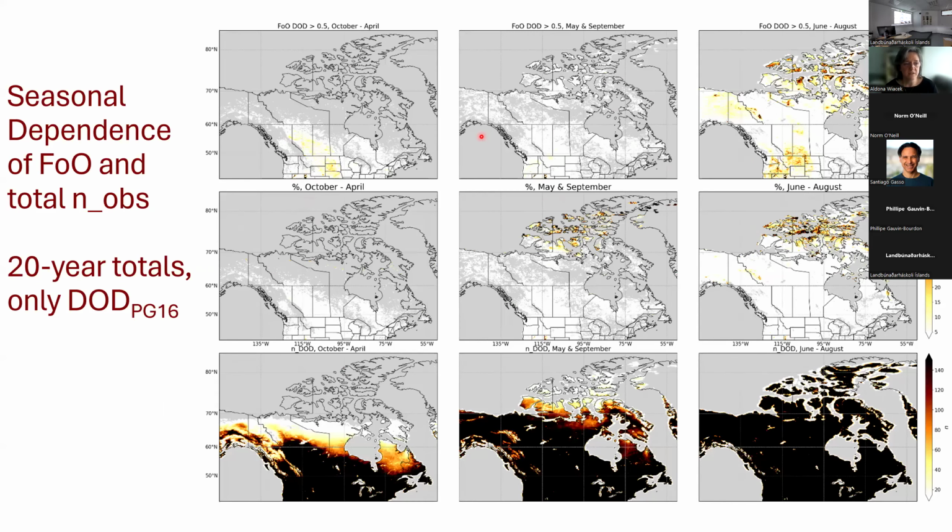Okay, so what's the seasonal dependence of this FOO and the total number of observations? Basically, this is the absolute frequency, a relative frequency, and the number of observations that go into making these plots. And we see that our maps in the end are driven by June, July, August, which is when we have observations because it's daytime and it's the least problems in retrievals over snow and ice. There's a little bit of data in the shoulder season and no data in the dark and snow and ice.